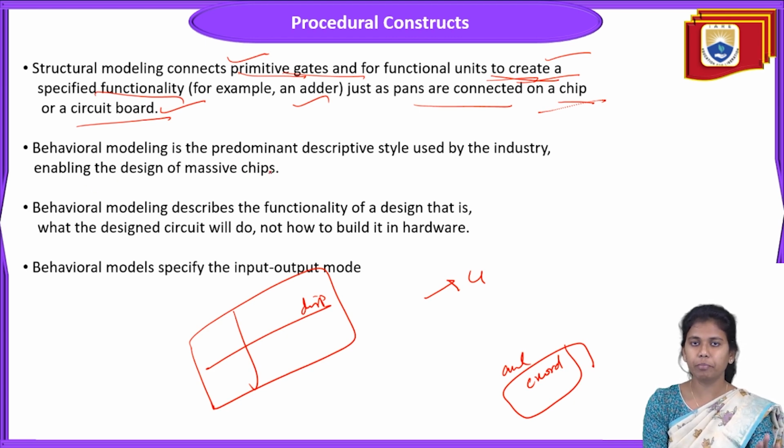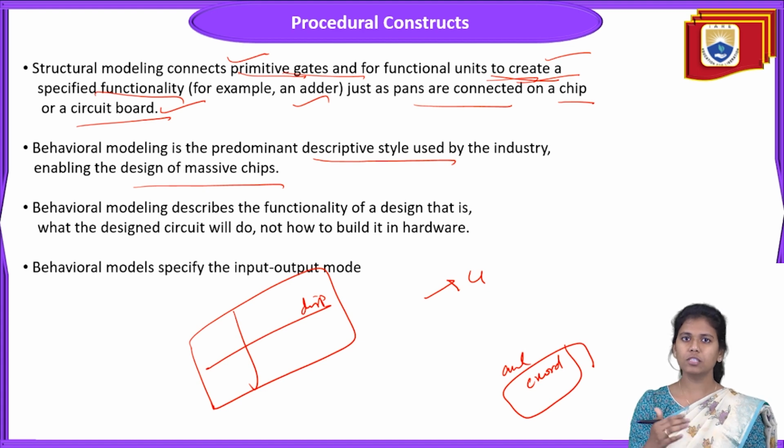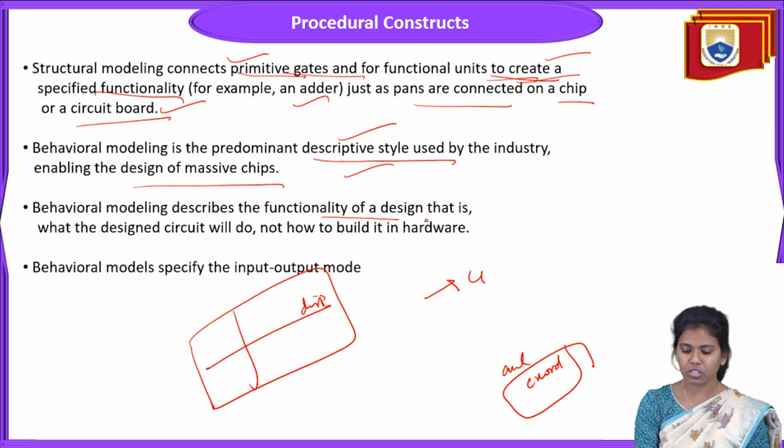Next, behavioral modeling is a predominant descriptive style used by the industry, enabling designers of massive chips. Especially to design complex and huge chips, designers basically choose behavioral modeling. Why? Because it is the predominant descriptive style. More than the structure, we describe what sort of gates we have used, or in what way we are implementing. All the descriptive styles are mentioned clearly in behavioral modeling. And also behavioral modeling describes the functionality of a design.